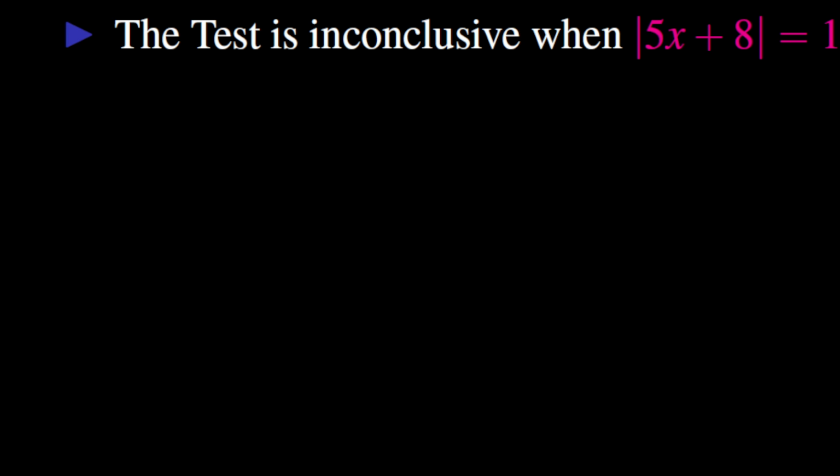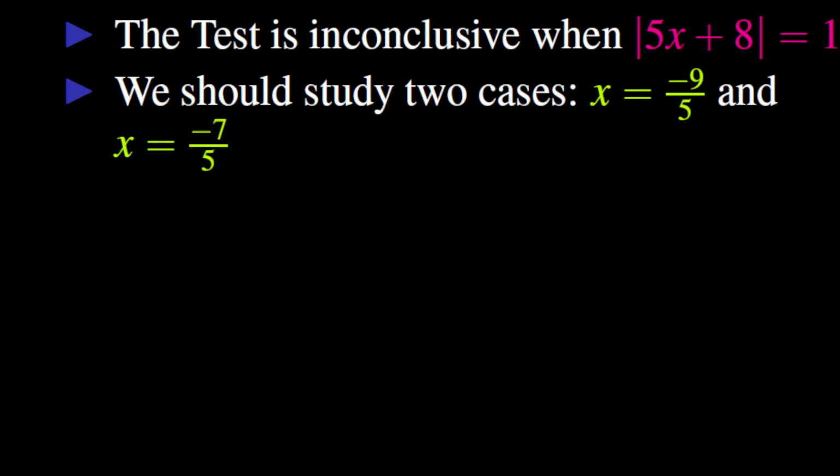The ratio test is inconclusive when the absolute value of 5x + 8 is equal to 1. This means that the series may converge or diverge at the endpoints of the interval of convergence. We will now study two cases, when x is equal to -9 over 5, and when x is equal to -7 over 5.